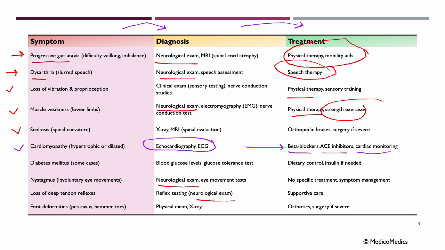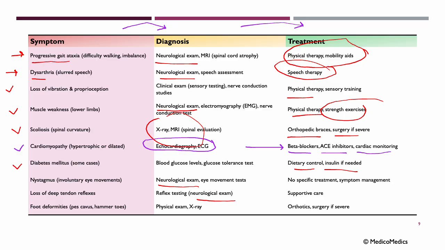In scoliosis, we assess it with x-rays and MRIs, and we can use orthopedic braces or surgery if it's severe. For diabetes mellitus, if confirmed, we can provide insulin if needed or dietary control.